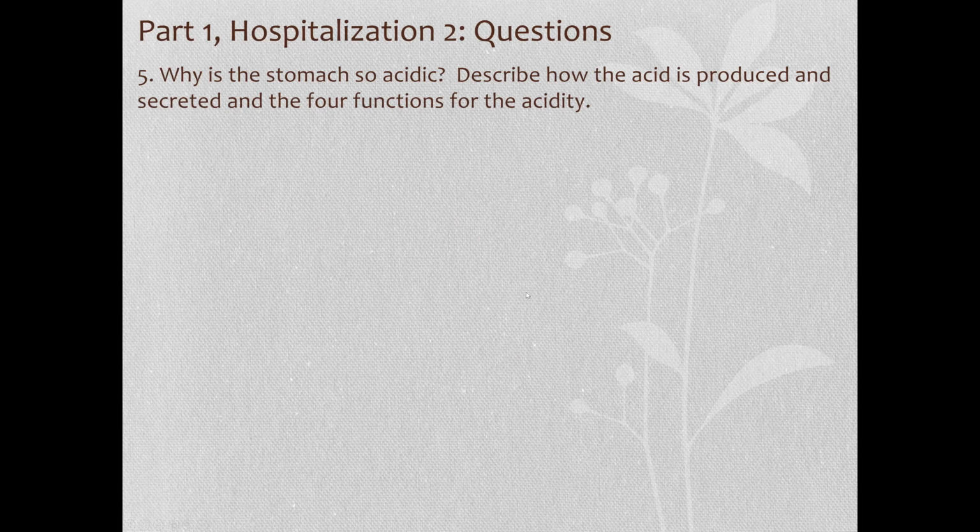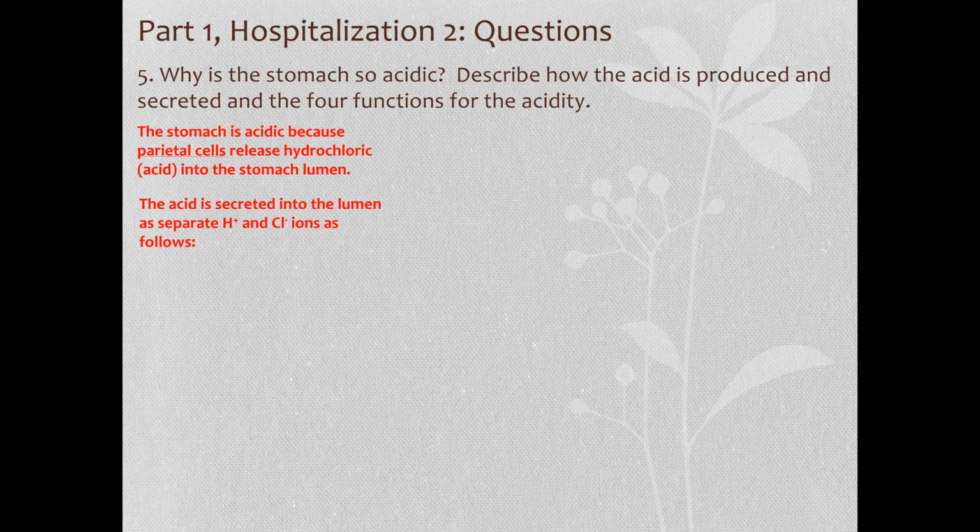Number 5, why is the stomach so acidic? Describe how the acid is produced and secreted and the 4 functions for the acidity. So the stomach is acidic because parietal cells release hydrochloric acid into the stomach lumen. The acid is secreted into the lumen as separate hydrogen ions and chloride ions as follows.